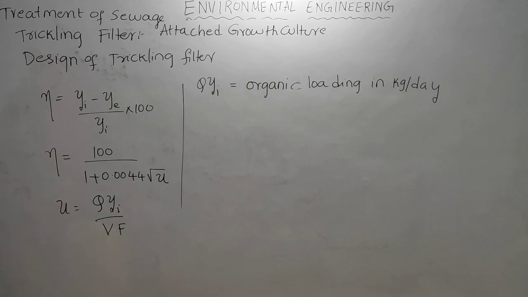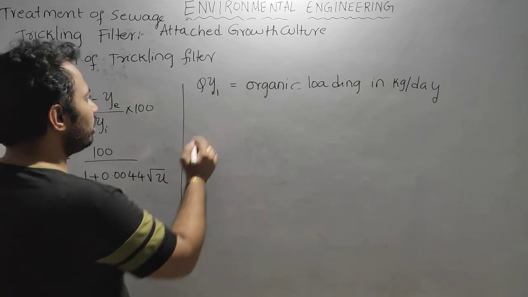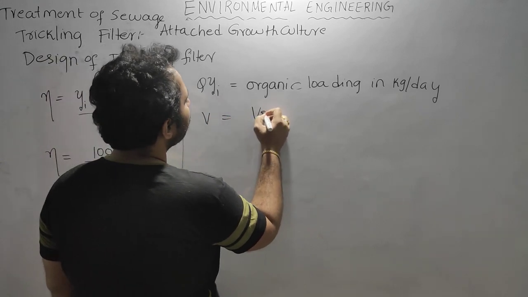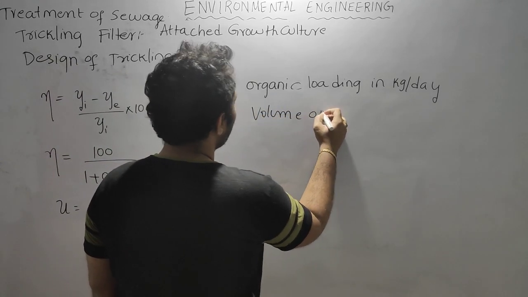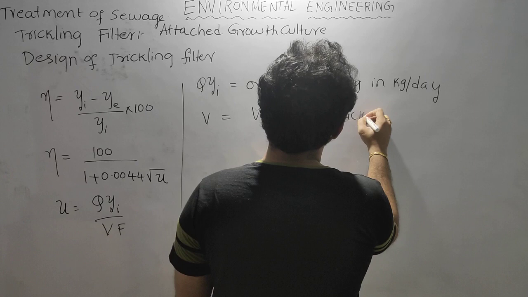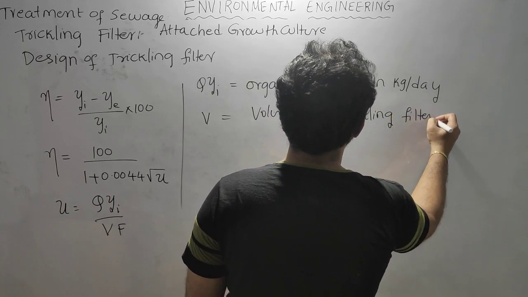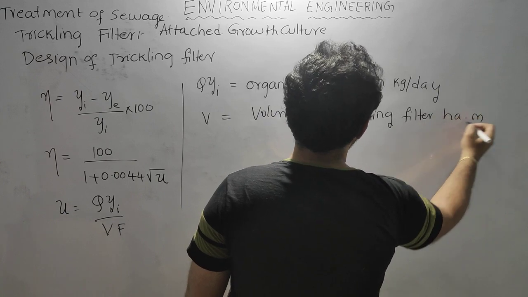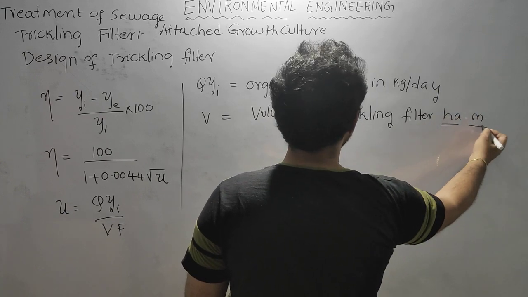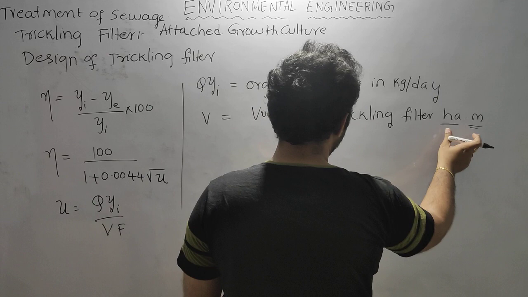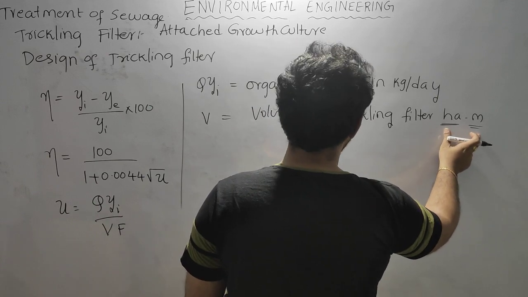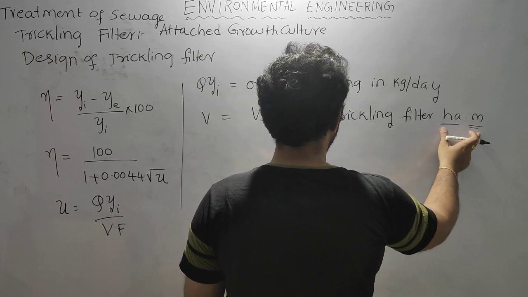Volume, V, is the volume of the trickling filter. We need to take the volume of the trickling filter in hectare meter, very, very important. So the surface area we need to take in hectare and the depth we need to take in meter. So the volume of the trickling filter is taken in the units hectare meter.